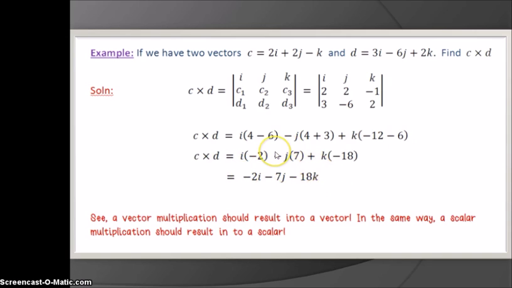So you will notice that when you are solving a cross multiplication problem, it will give you a vector. So meaning that a vector multiplication will result in a vector. Like in this case, this is a vector. Then a scalar multiplication will result in a scalar, meaning that when you perform a dot multiplication or dot product, the answer will give you a scalar.